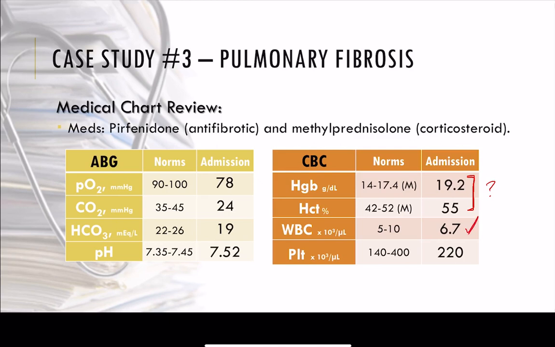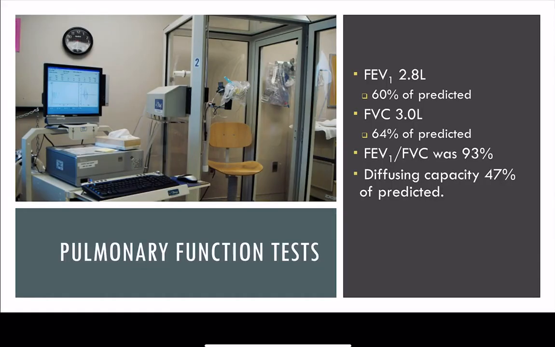White blood cells are in the normal range. It seems unlikely this patient is dealing with an infection from that lab value alone. Platelets are within normal limits, so I don't have any great concerns about this patient having any kind of bleeding risk, and the metabolic panel is within normal limits. The top of the next page of your notes gives you the result of this patient's pulmonary function tests. FEV1, 2.8 or 60% of predicted. FVC, 3 liters, 64% of predicted.